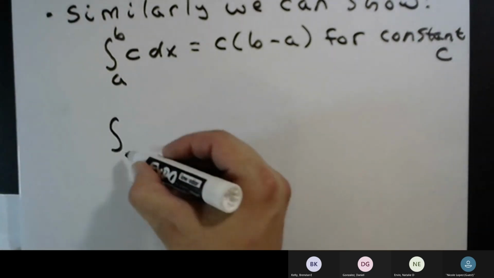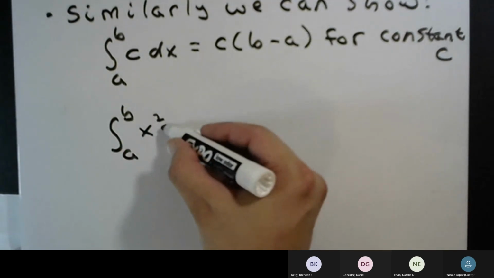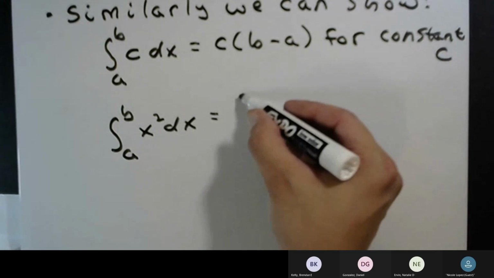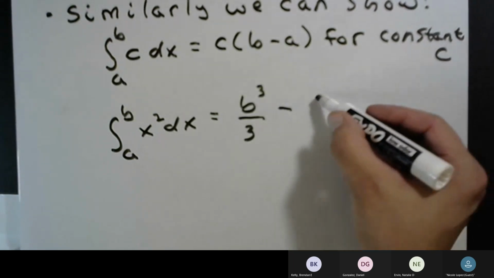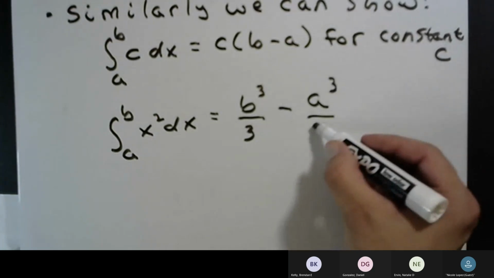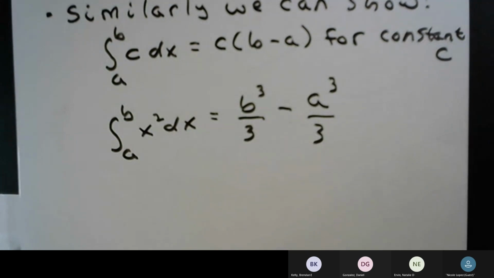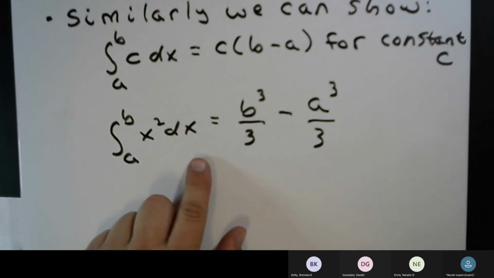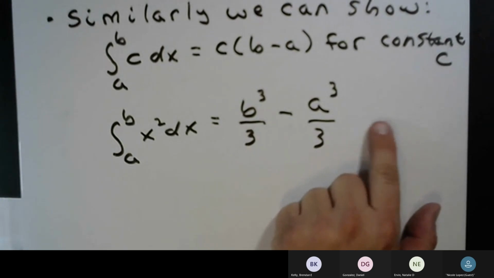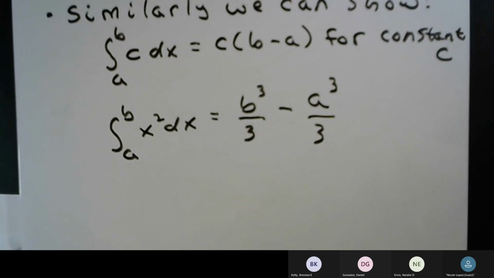Also, we'll get b cubed over 3 minus a cubed over 3 if we try to integrate x squared. Now the thing to notice with this is we're not dealing with any plus constants anymore. When we're dealing with definite integrals, there's no plus c like we did with antiderivatives or indefinite integrals.